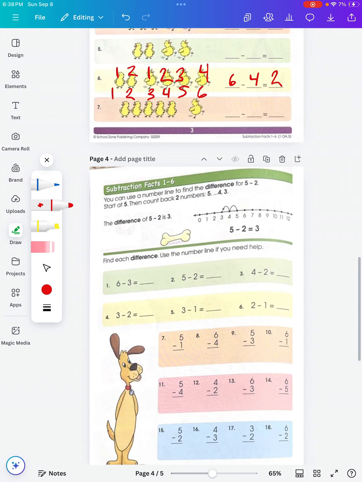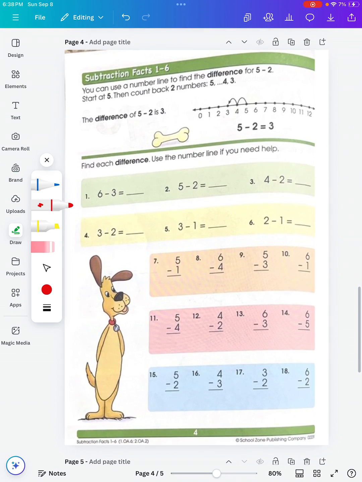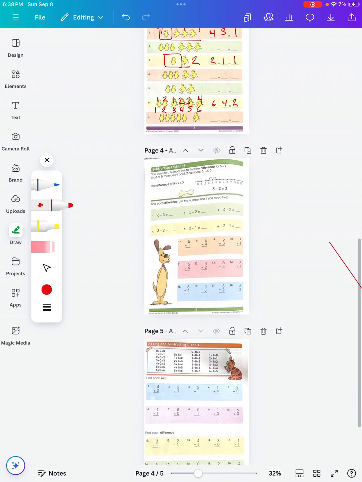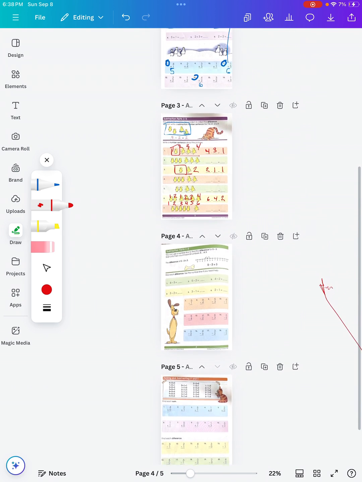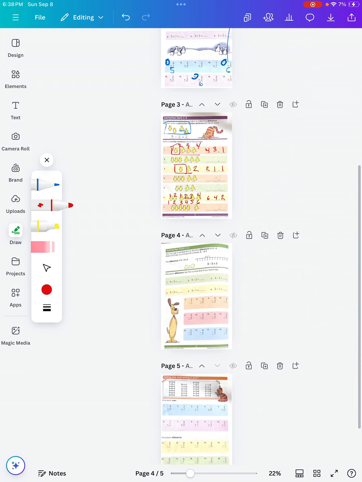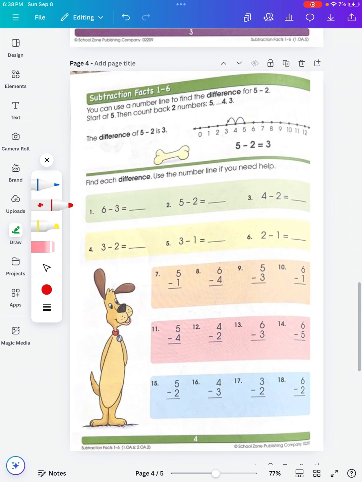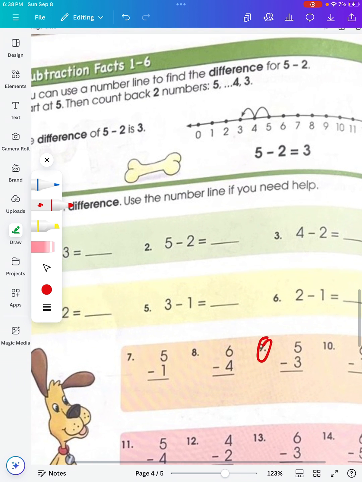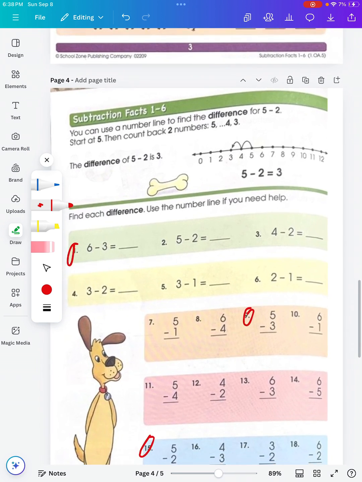Okay, page number 4, last page. This is the same exact thing as page number 2. So we'll just be answering questions 1, 9, and 15. We can use the number line now for subtraction too. It says you can use a number line to find a difference for 5 minus 2. Start at 5, then count back 2 numbers, 5, 4, 3. The difference, 5 minus 2 equals 3.